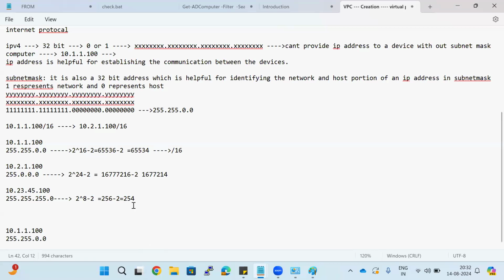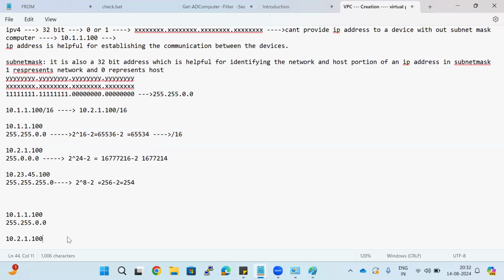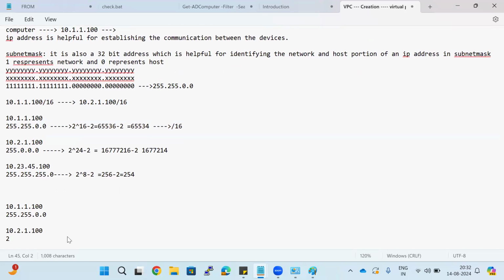/16 means what is the subnet mask? 255.255.0.0. And here you have one more IP address and subnet mask. The IP address is 10.2.1.100. What is the subnet mask over here? 255.255.0.0. Now, whenever anybody asks whether these two IPs belong to the same network or a different network, how many network octets are there in the first IP address? 2 octets, 16 bits. The first 2 octets are the network octets, right?